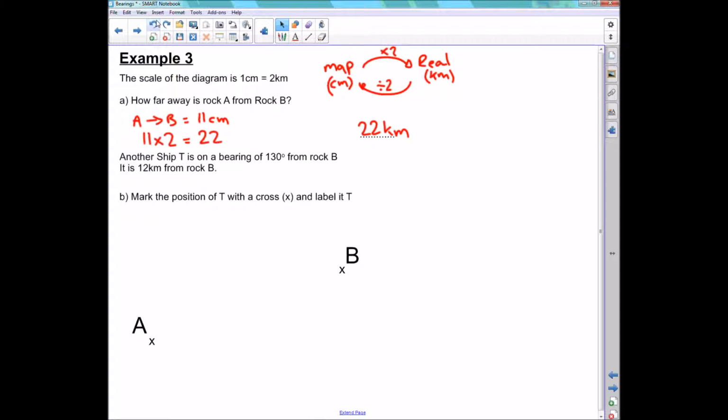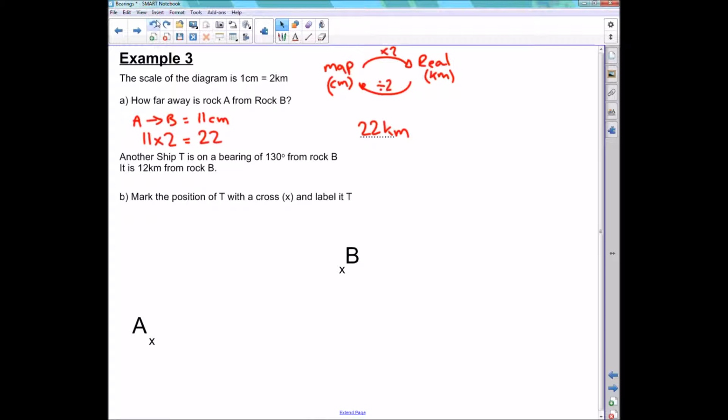Okay, so the second part to the question is very similar to what I did in example 2, only this time, instead of being given 2 bearings, I've given a bearing and a distance. So the question is saying that another ship T is on a bearing of 130 degrees from rock B, and it is 12 kilometers from rock B. So I'm going to start off by drawing a bearing of 130 degrees from rock B.